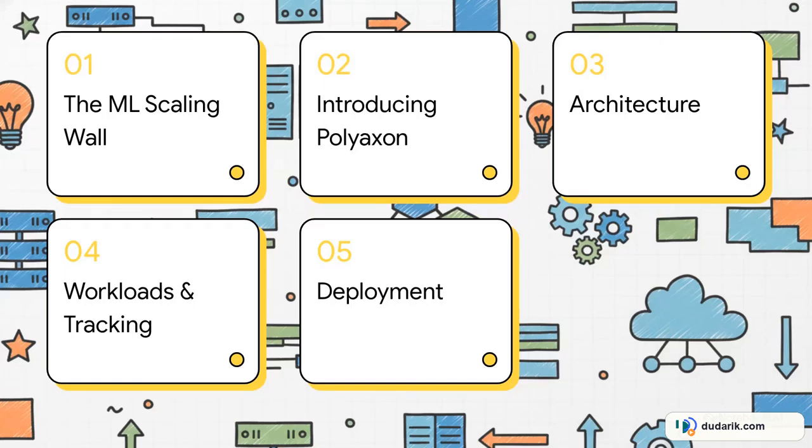So, to make sense of how to fix this mess, here is our roadmap for today. First, we'll look closely at the ML scaling wall. Second, we'll introduce our solution, Polyaxon. Third, we'll peek under the hood at the architecture. Fourth, we'll walk through workloads and tracking. And finally, number 5, we'll ground things by looking at deployment realities and trade-offs.